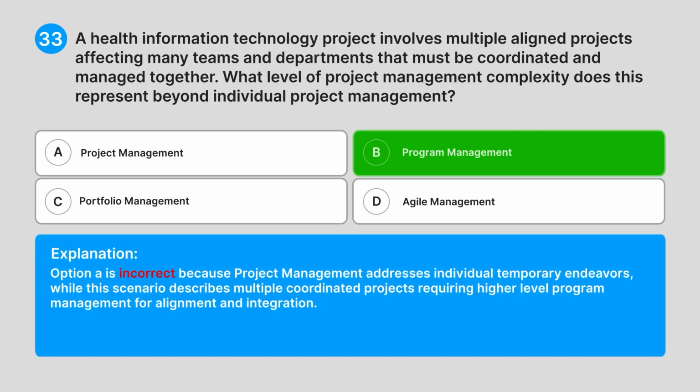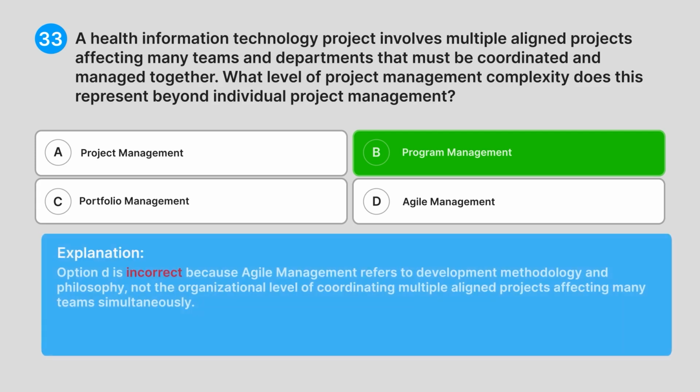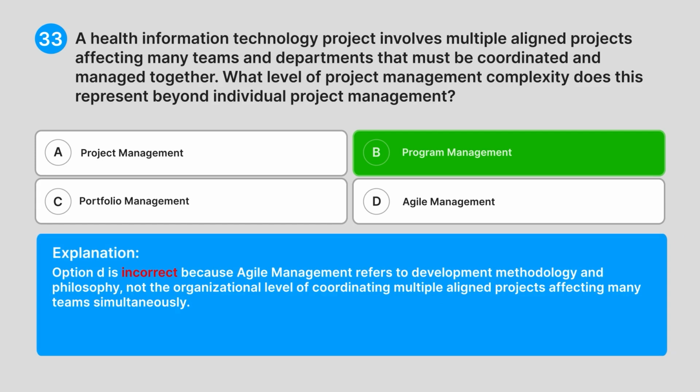Option A is incorrect because project management addresses individual temporary endeavors, while this scenario describes multiple coordinated projects requiring higher-level program management for alignment and integration. Option C is incorrect because portfolio management combines common programs and projects that may not be related, while program management specifically coordinates multiple related aligned projects together. Option D is incorrect because agile management refers to development methodology and philosophy, not the organizational level of coordinating multiple aligned projects affecting many teams simultaneously.